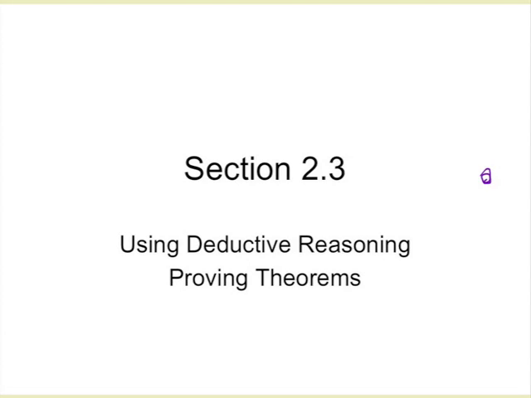Today we're going to be looking at proving some theorems. Yesterday we began looking at what a proof looks like with its two-column format, with our statements on one side and the reasons on the other, and how we progress through the logic of a proof. So today we're going to look at a couple of theorems and what the proofs of those look like.